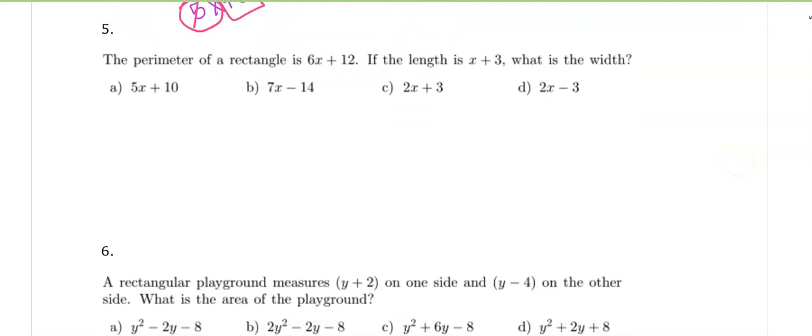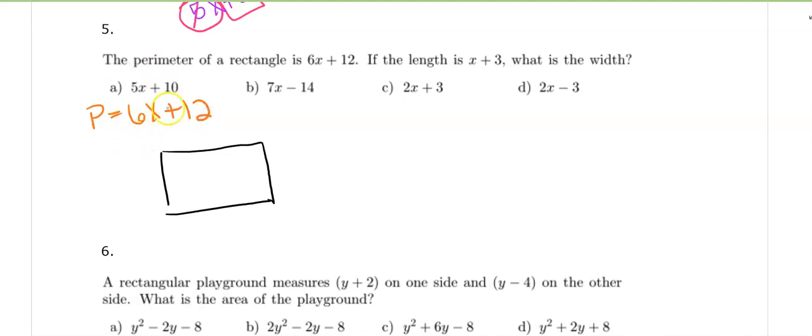Now, number 5. The perimeter of a rectangle is 6x plus 12. If the length is x plus 3, what is the width? So this is a completely different setup. So I'm going to come down here and draw my rectangle to try and picture it. On this rectangle, I know that the perimeter, so the distance all the way around, is 6x plus 12. And I know that the length is x plus 3. So I'm actually looking for 2 of the widths, okay?